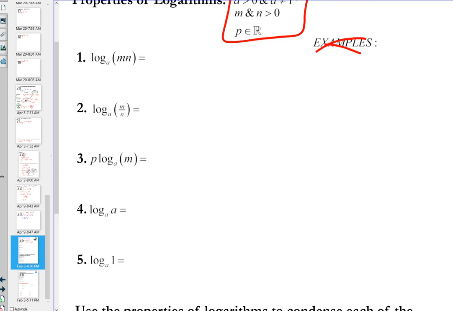Don't even worry about that. That's just saying that the set of all p's has to be a real number, but that has no effect really on what you're going to write.